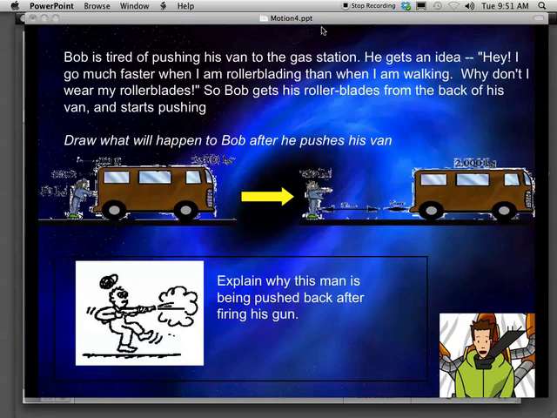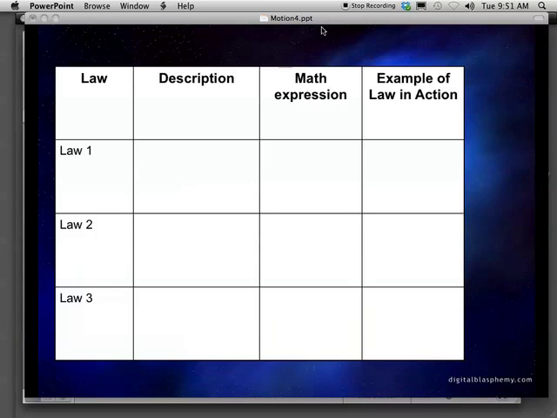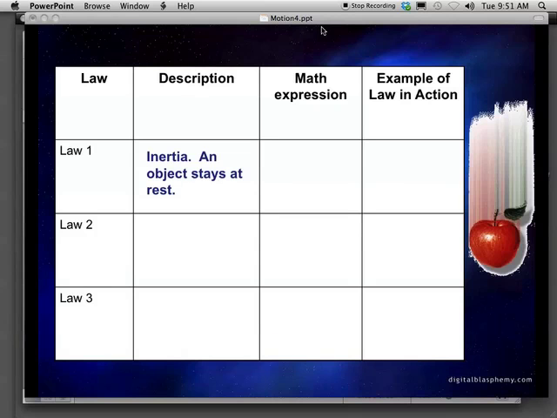Well, Bob must not have taken science in junior high. All right, so let's summarize here. So Newton's first law is the law of what? Inertia. An object at rest stays at rest, an object in motion stays in motion.